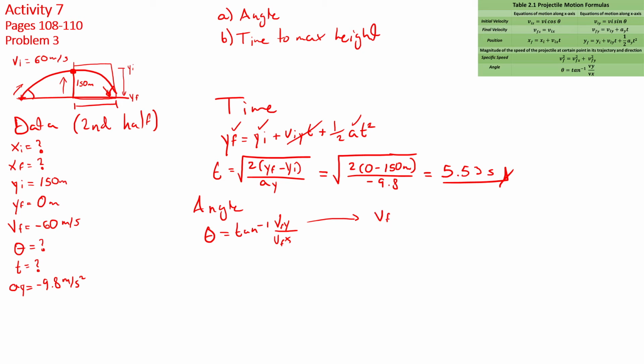Do we have a formula for that? Yes, we have a formula for that. And it says that it's equal to the initial velocity in the y-axis, which we know is 0 meters per second. In the second half, remember, this is the initial point, so the initial velocity is at the highest position, and it is equal to 0 meters per second, plus acceleration, minus 9.8 meters per second squared, multiplying time, 5.53 seconds.